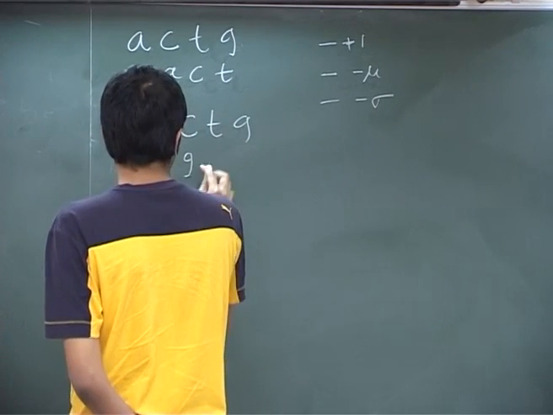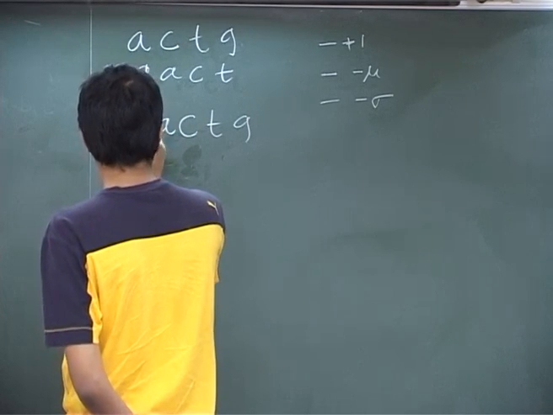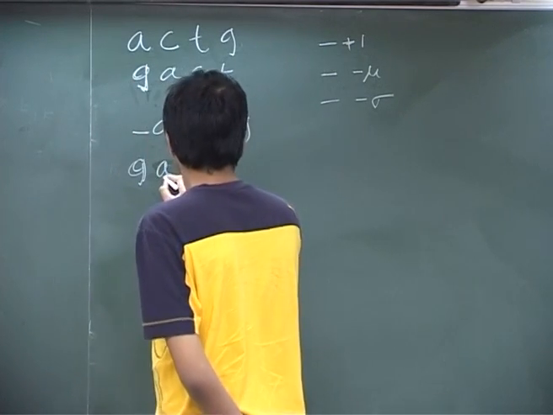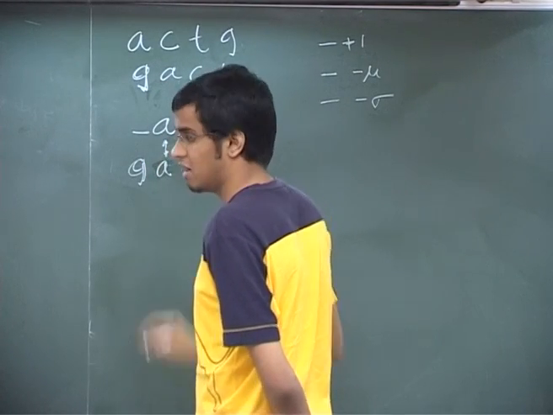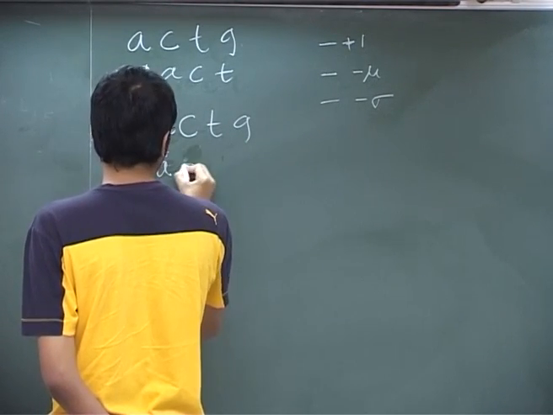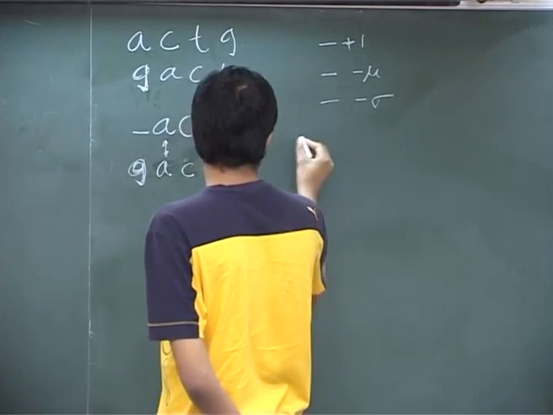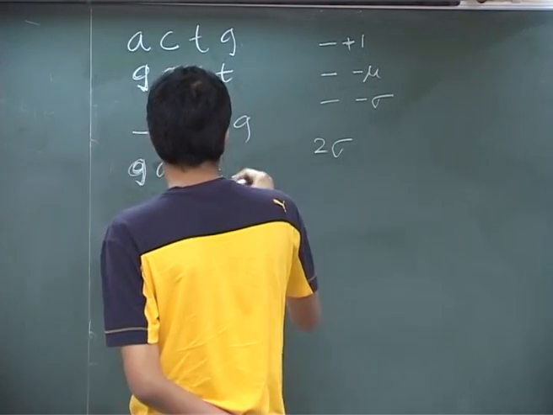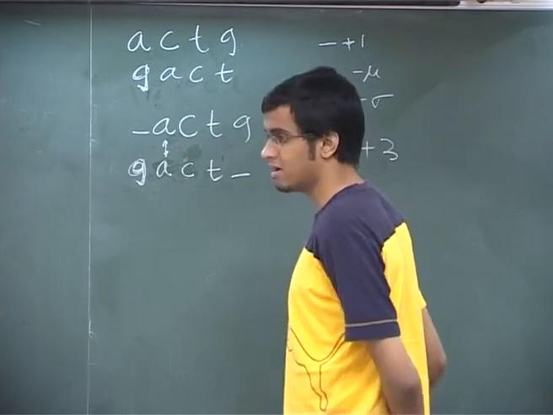Or I can also start the second sequence here, meaning I put a gap here, and I match the first point of the second sequence with the first one of the first sequence. If I put it like this, there will be a gap here. So I'll have a penalty of 2 sigma, and there are 3 matches, so it will be +3. So the score for this particular alignment is this.